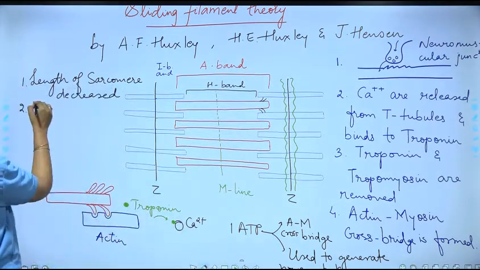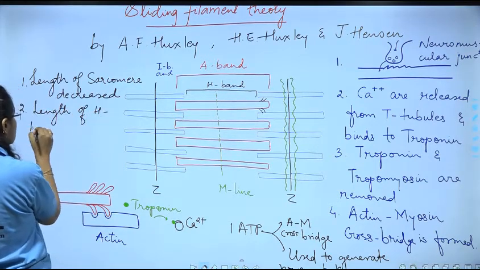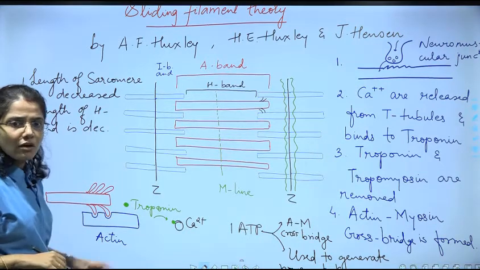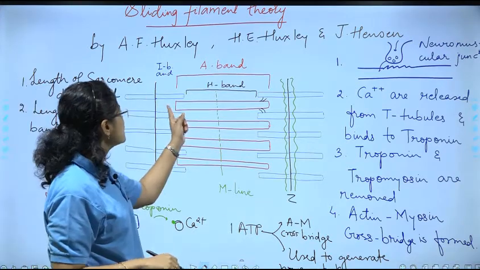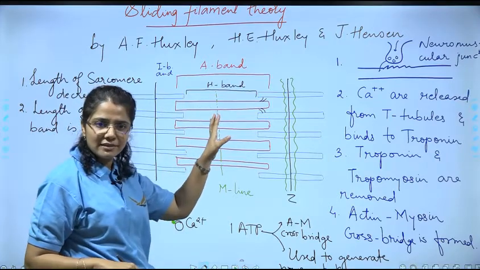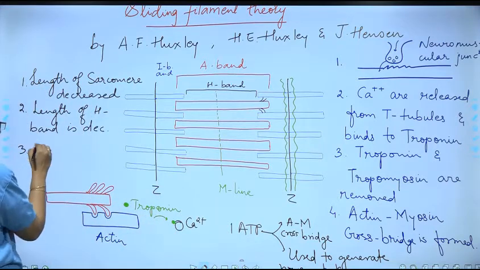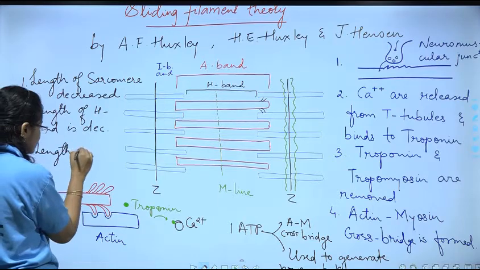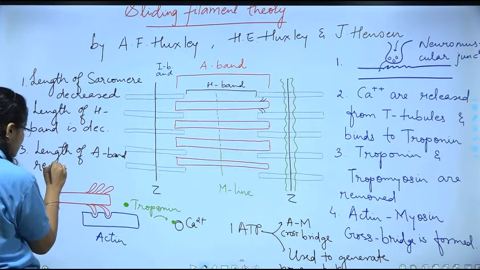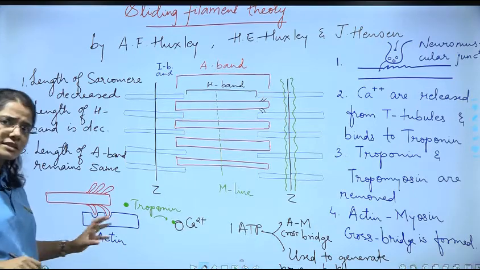So what happens, the length of H band is decreased, correct? What happens to A band? A band means entire length of myosin. Myosin का कुछ हो रहा है, कुछ हिल रहा है, कुछ कर रहा है, नहीं, है ना. तो length of A band remains the same, right? This is clear to everyone.